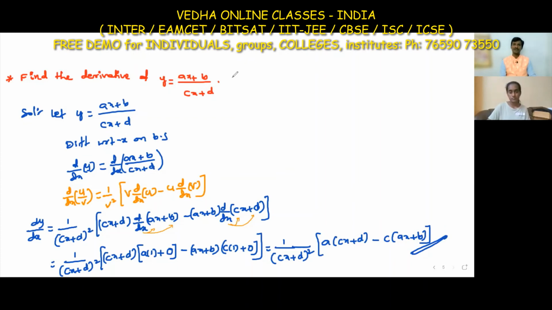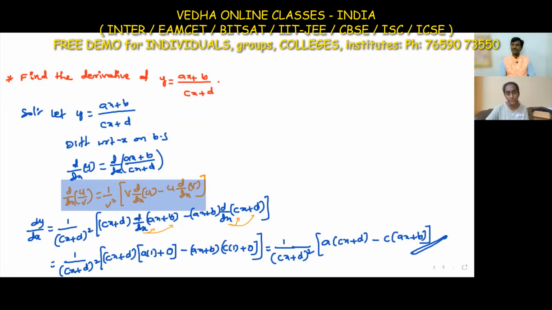This is the required final answer. Here, what formula did we use? We used the d by dx of u by v formula. Once again, repeat, what is the d by dx of u by v formula? 1 by v square into v d by dx u minus u d by dx v.